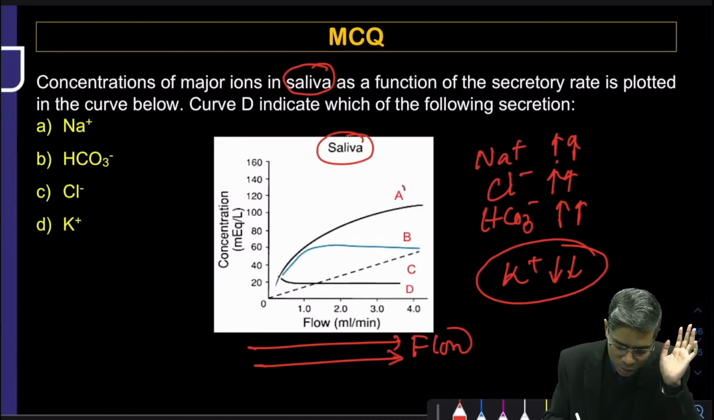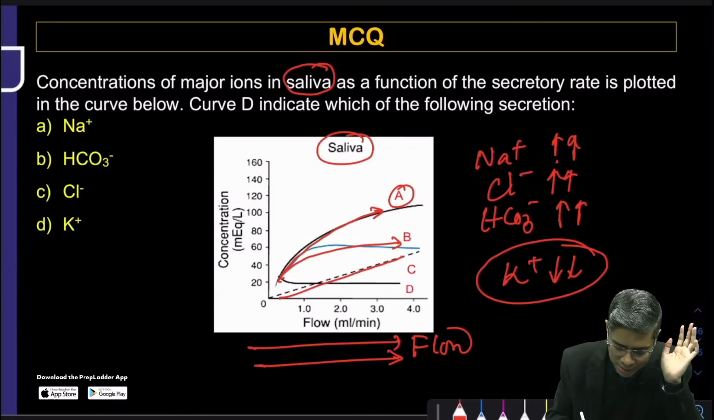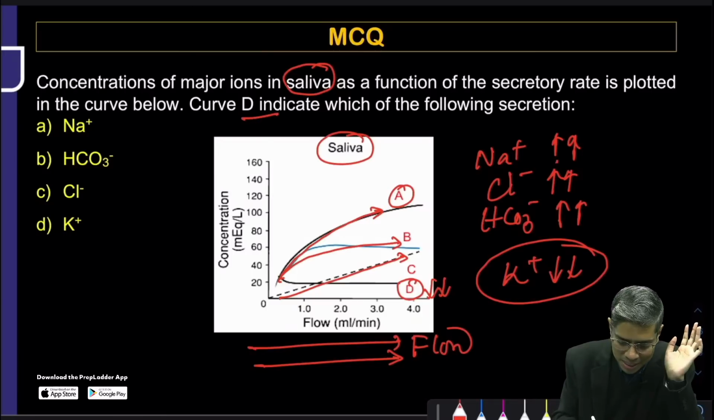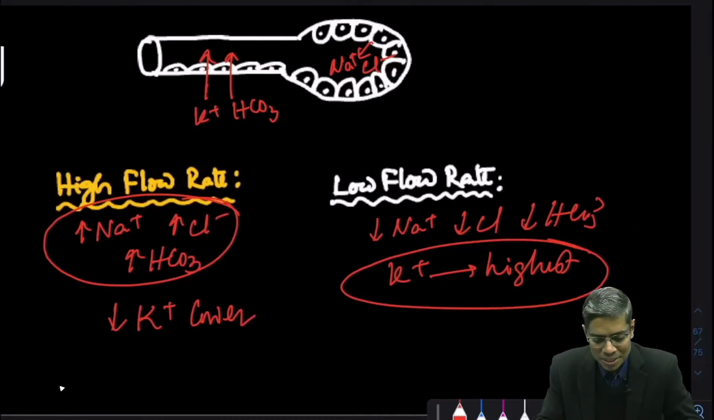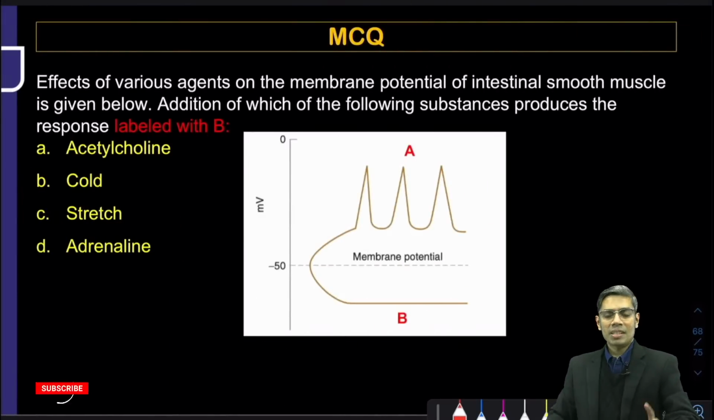So look, this A is also rising, B is also rising, C is also rising, but D is decreasing. So this D indicates potassium. Okay. So this is the way how to identify salivary secretion. Now coming to the next question, 2-3 questions are remaining, just hold on a few minutes.